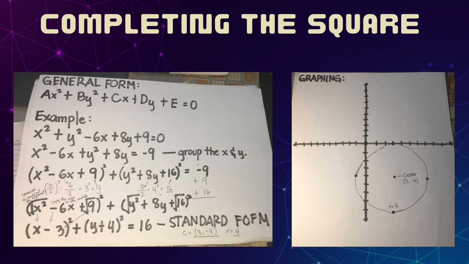So for the other side, the y, we get 16 in the same process. Now this constant will be added into the negative 9. So negative 9 plus 9 plus 16 is equal to 16. So yeah, the next thing we do is to copy x squared minus 6x plus 9 plus y squared plus 8y plus 16.